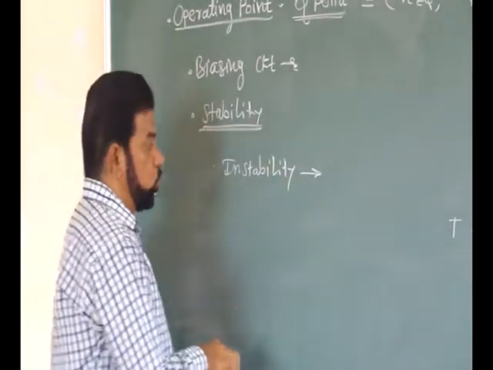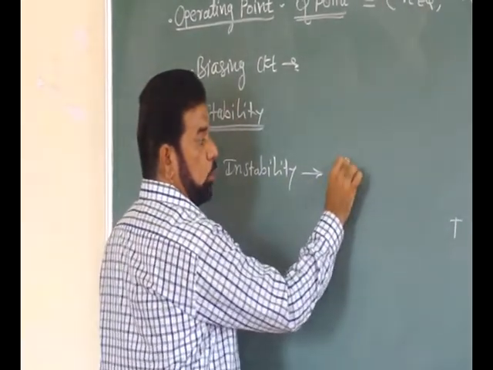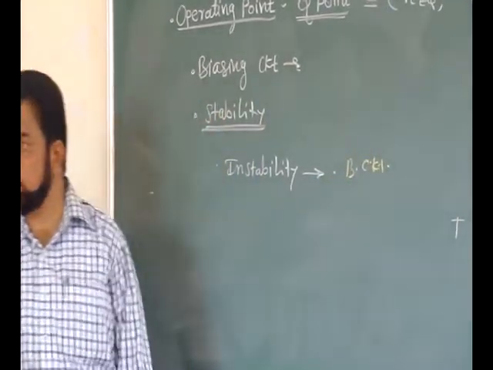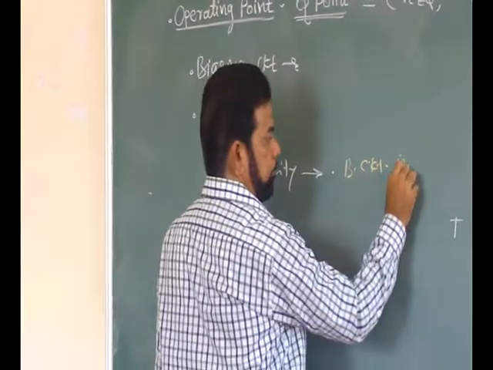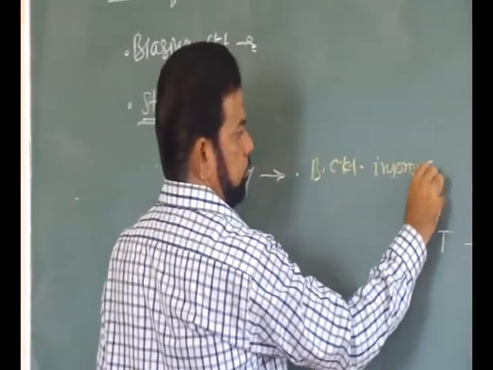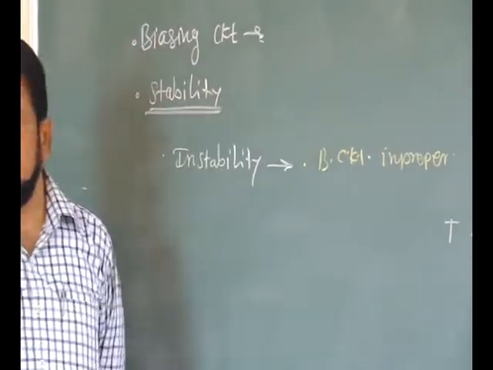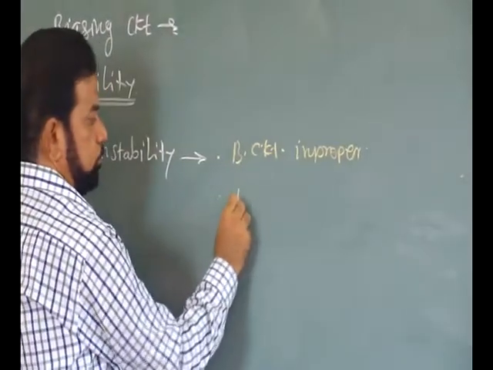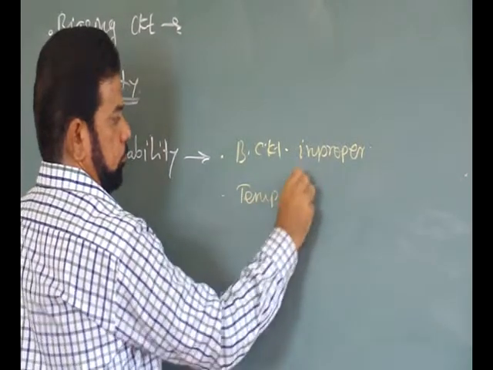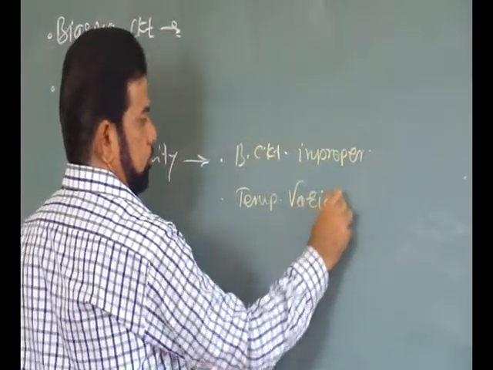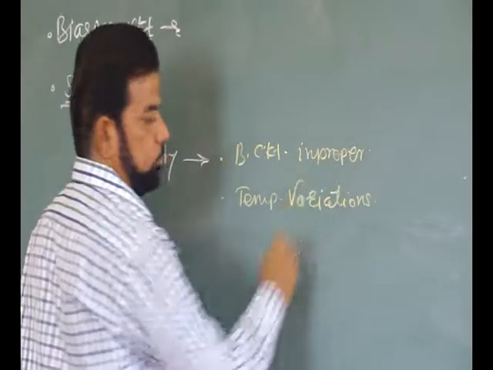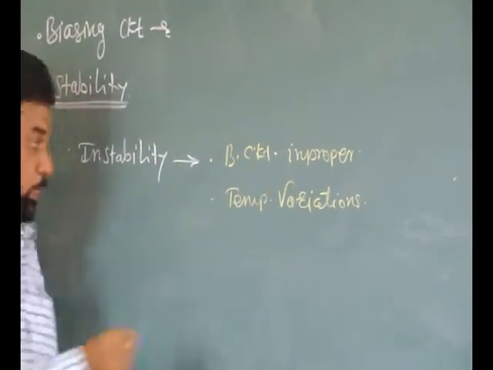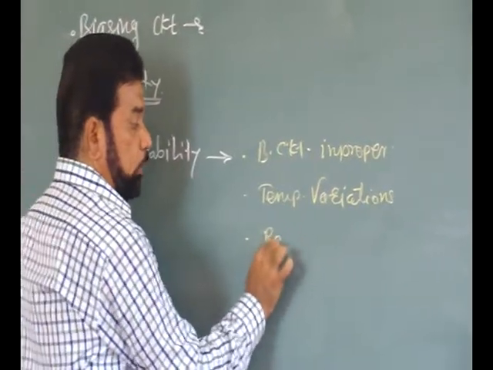So the very first reason is a wrong biasing circuit. If your biasing circuit is not proper, then you can get instability. Next, temperature change. Next, I would like to say replacement of the transistor.